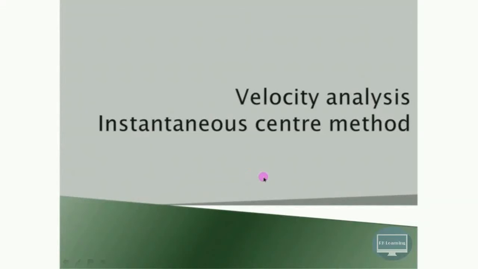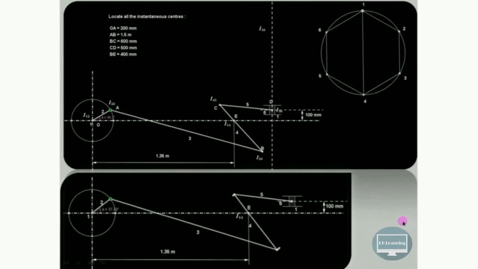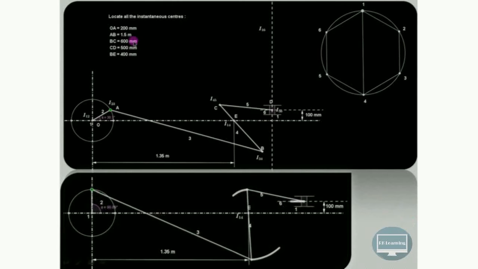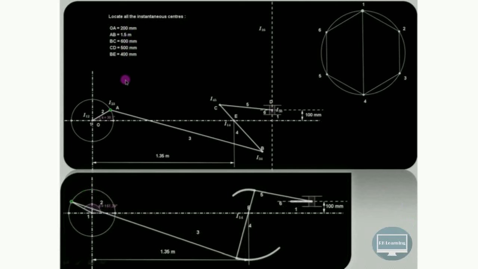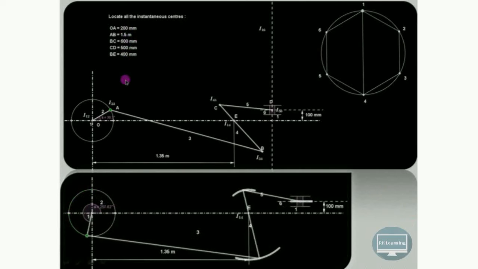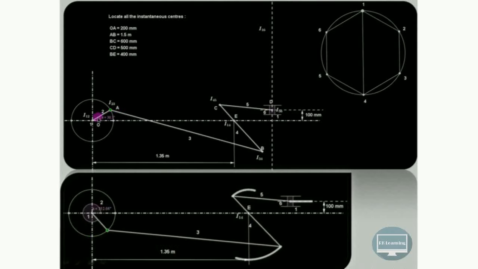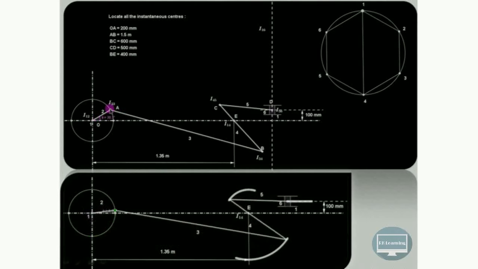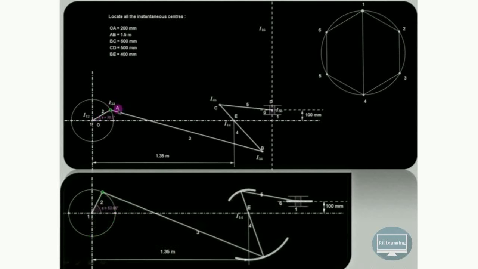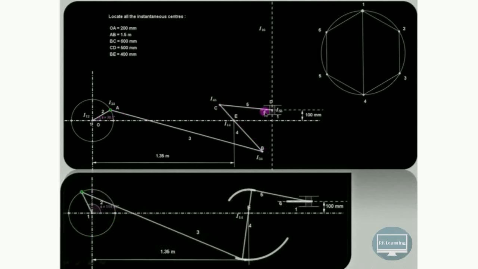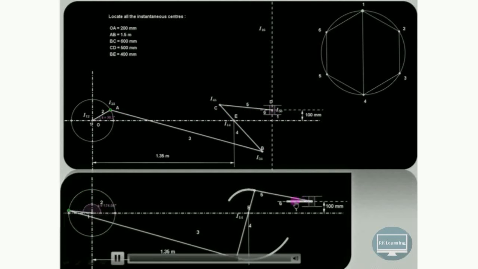So let us try to understand how to locate the instantaneous center of rotation for some complex mechanism. Here we have the mechanism whose dimensions are given, and for this particular mechanism we have to locate all the instantaneous centers of rotation. Here OA is the crank which is rotating in a particular direction, and as this crank rotates, the various links will oscillate and this piston will slide as shown.